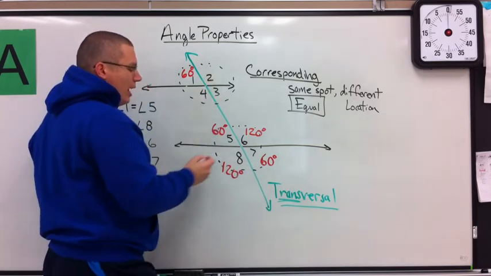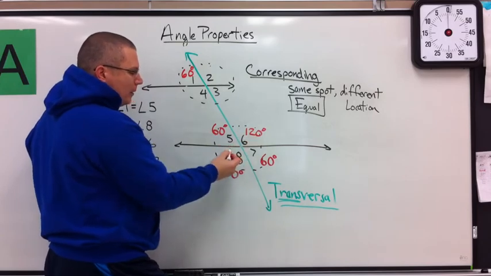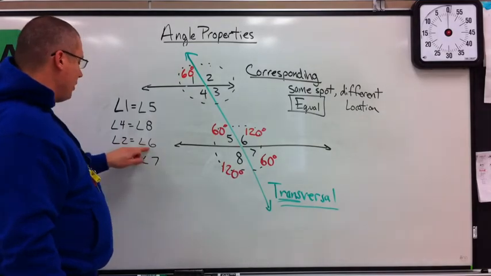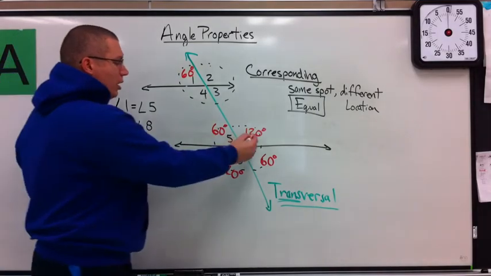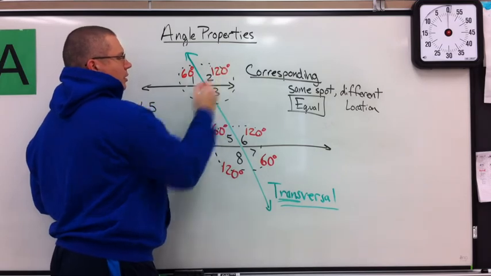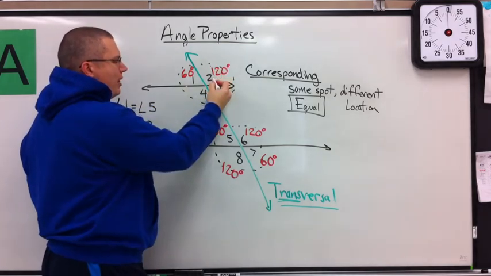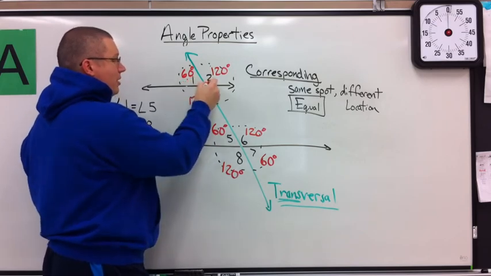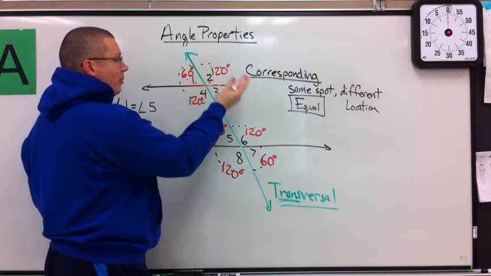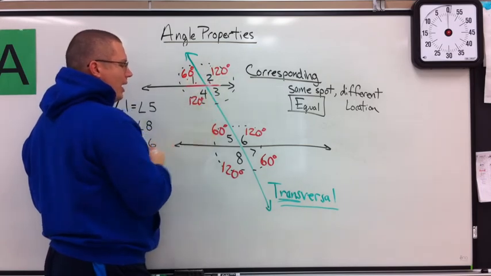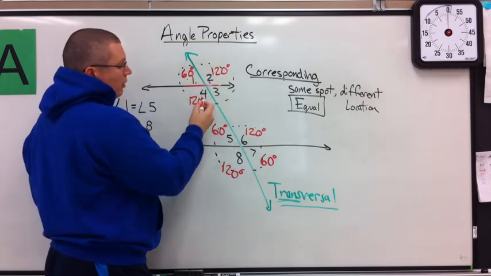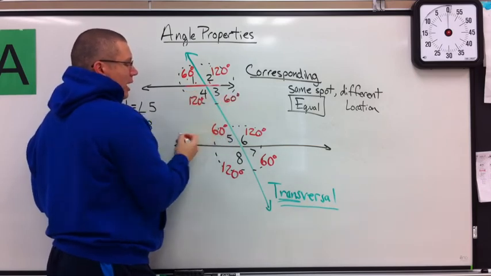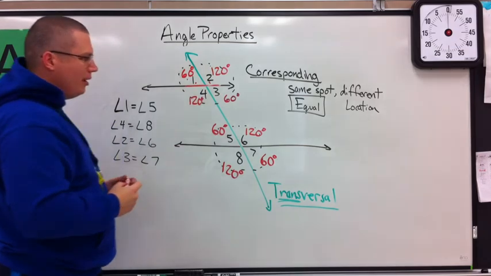Now let's go up here. If angle 6 is 120, angle 6 corresponds with what angle up top? Angle 6 corresponds with angle 2. Oh, so this is 120. If this is 120, then the vertical angle of it is also 120. Side-by-side angles that make a straight line, they're supplementary. 60 plus 120 is 180. 4 plus 3 is 180. They're supplementary, 120 and 60. And also 60 is vertical with 60.